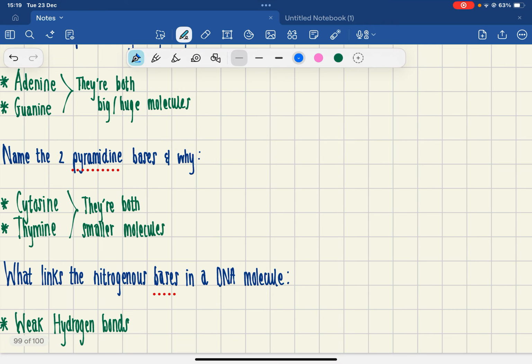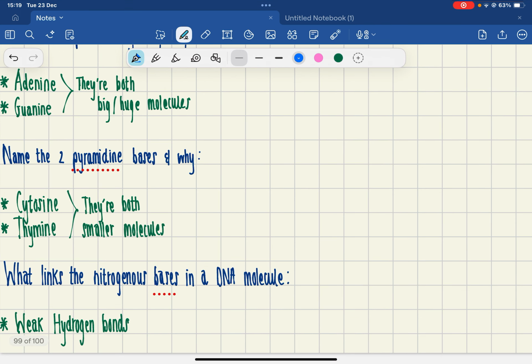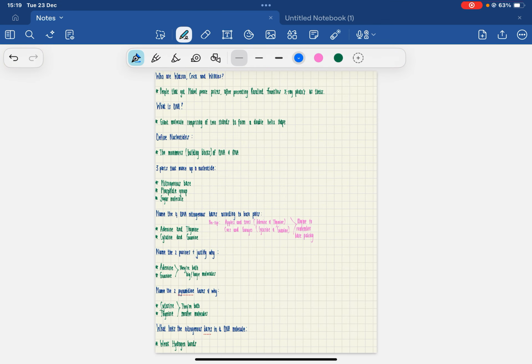Now, boys and girls, these nitrogenous bases, adenine and thymine, which bond together, guanine and cytosine, which bond together, are linked together by what we call weak hydrogen bonds. Weak hydrogen bonds. Now, boys and girls, don't stress. I've got you guys covered.